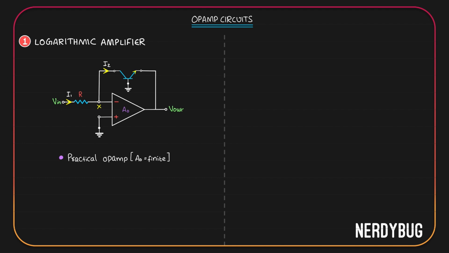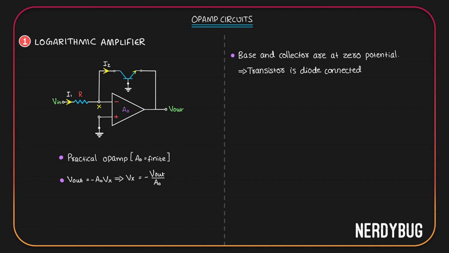Let's now analyze a logarithmic amplifier that is made using a practical op-amp, which means open loop gain of the op-amp is finite. Here the primary difference is that virtual ground concept will not be perfectly followed. We cannot say Vx is equal to 0. Since Vx is the potential we give at the inverting input terminal, we can say Vout will be negative AO multiplied by Vx. That means Vx is negative Vout divided by AO. Here again, base and collector of the transistor are at zero potential, which means they are basically connected. Transistor is diode connected, which means it will always be in active mode.